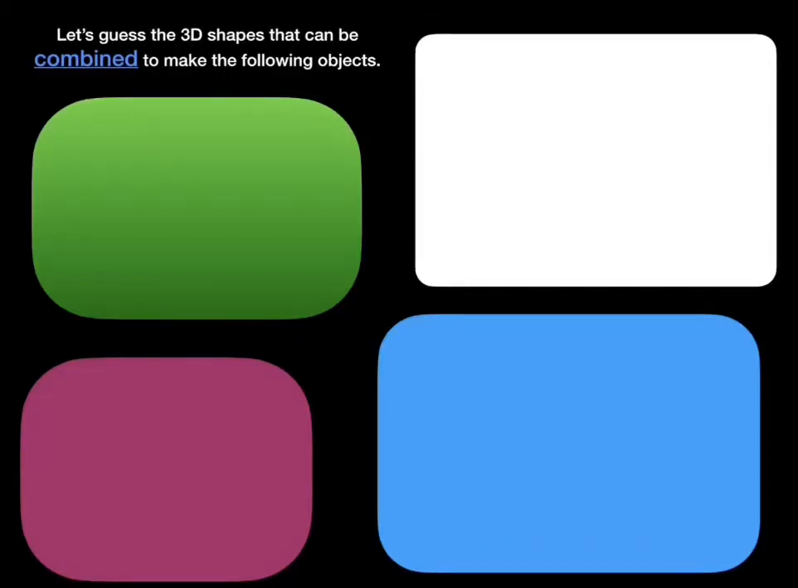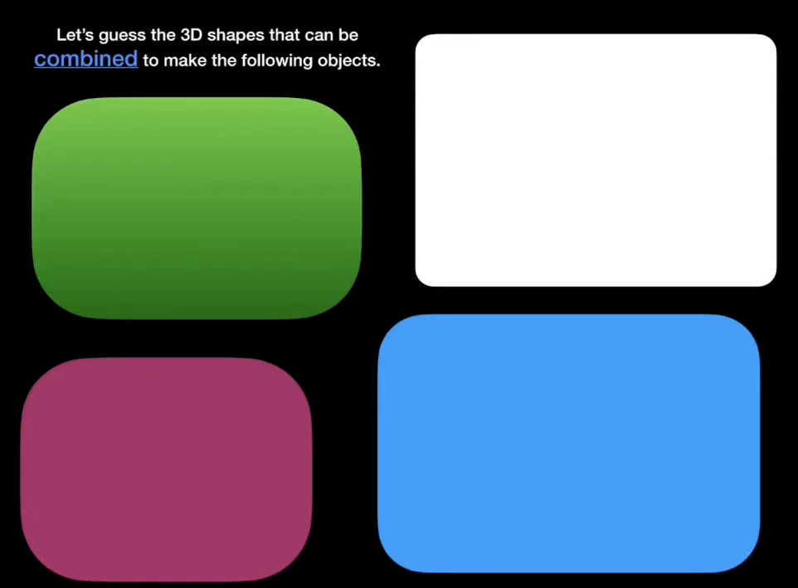We can find different objects around us. Now, these objects can look like 3D shapes. For us, our lesson helps us to combine 2 or 3 3D shapes together to make a new shape. Now, I want you to guess the 3D shapes that can be combined to make the following objects that I will show you. Are you ready to start this with me?